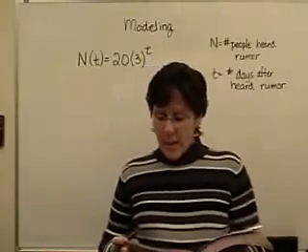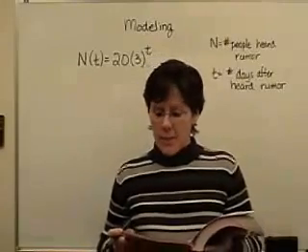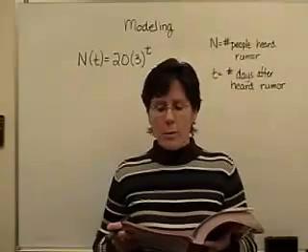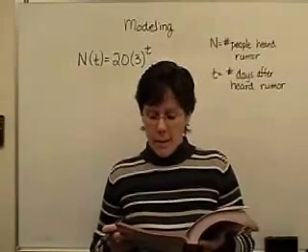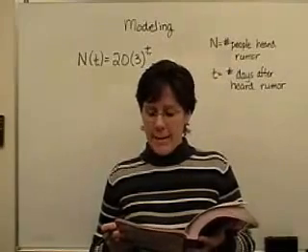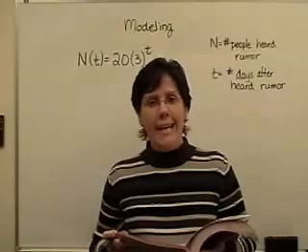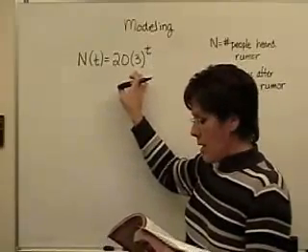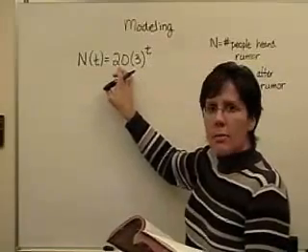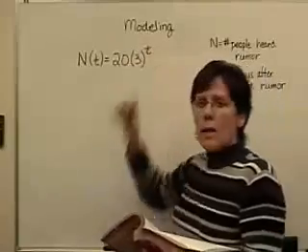It reads like this. The number of people who hear a rumor increases exponentially. If 20 people start a rumor, and if each person who hears the rumor repeats it to 2 people a day, the number of people n who have heard the rumor after t days is given by this function. Now, again, 20 people started the rumor, and it's going to grow exponentially. This is an exponential equation.